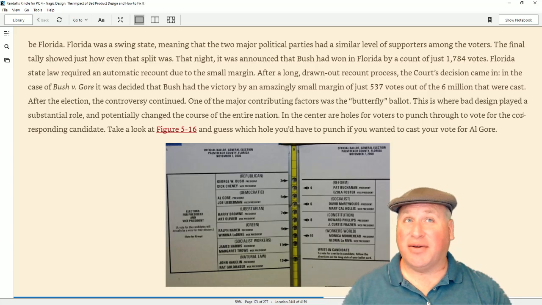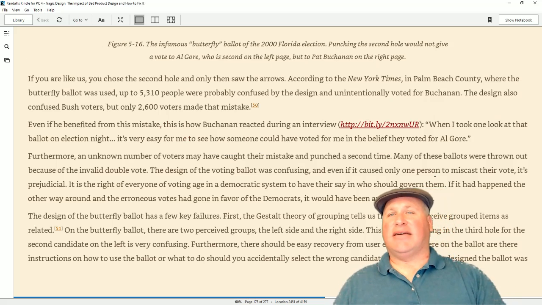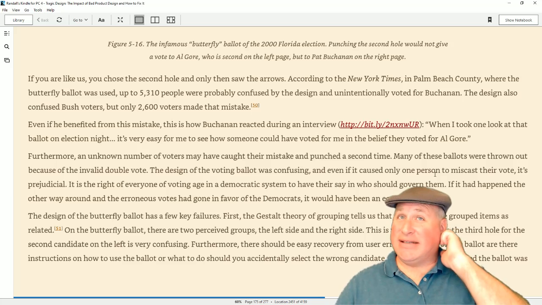In the center are holes for voters to punch through to vote for the corresponding candidate. Take a look at this figure and guess which hole you'd have to punch if you wanted to cast your vote for Al Gore. As you can see, George Bush lines up with this arrow here. But a certain number of people ended up voting for Pat Buchanan because they thought that Gore was the second one. If you are like us, you chose the second hole and only saw the arrows.